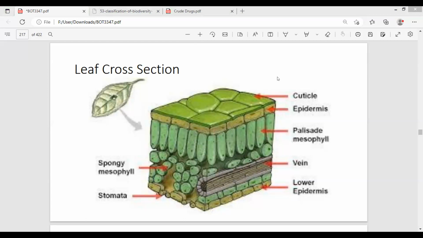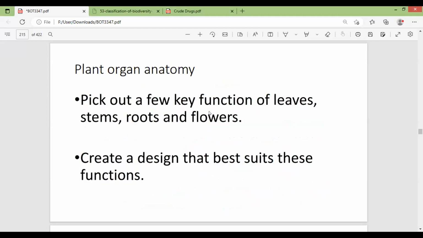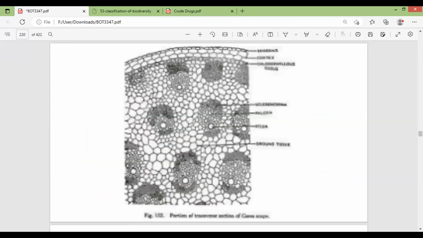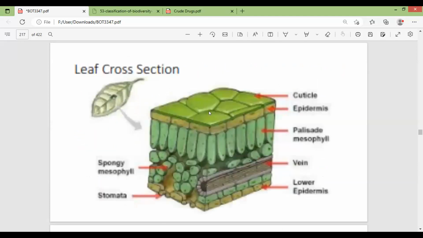Sometimes you find some waxy substance, right? That waxy substance. Okay, you'll find this waxy substance, which is there to prevent unnecessary water loss.